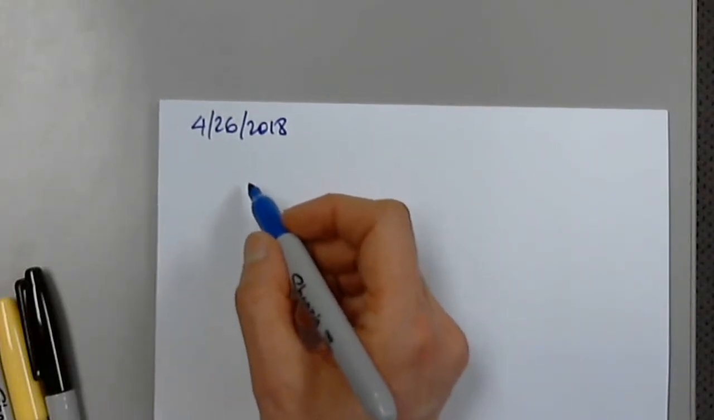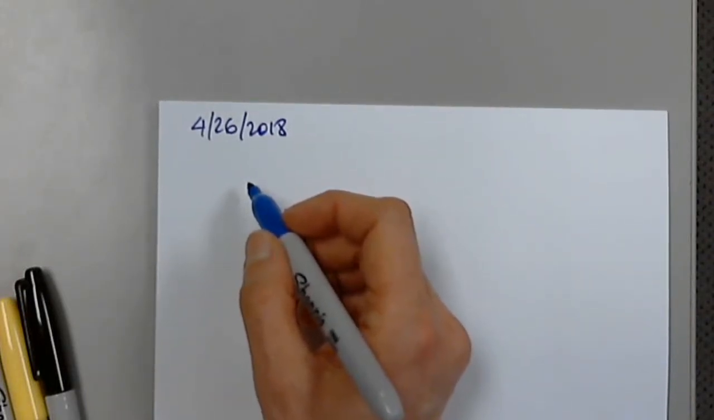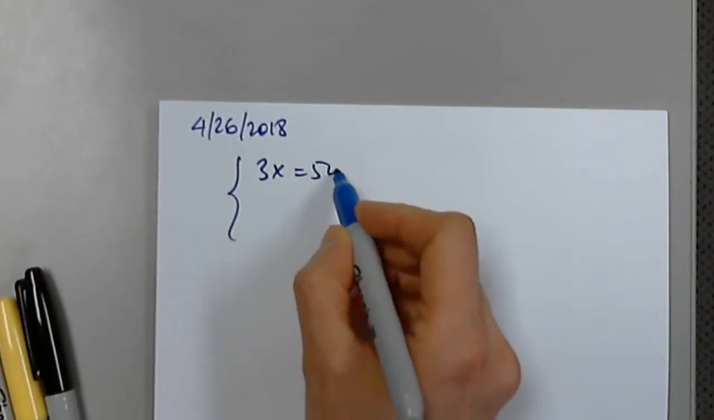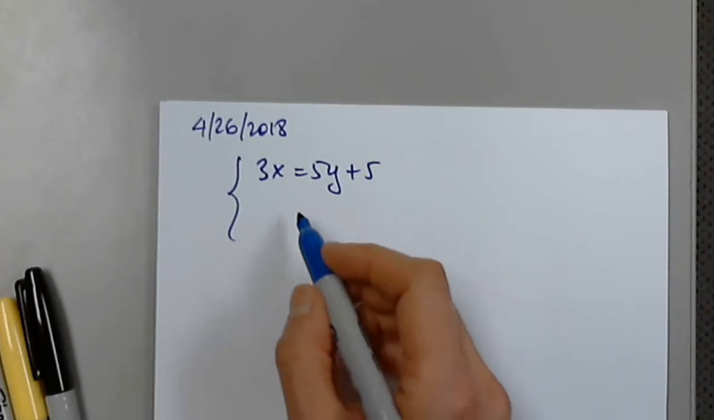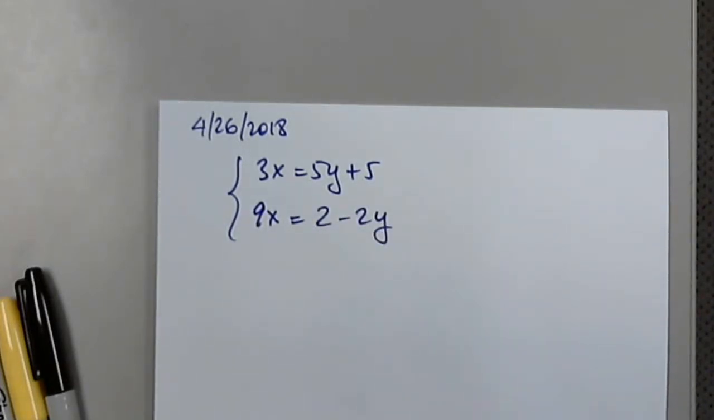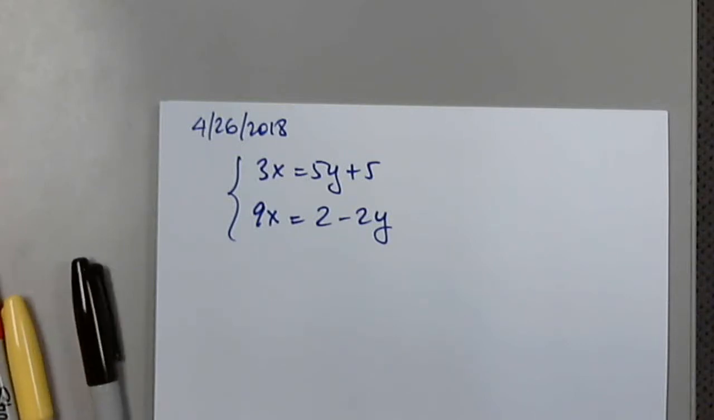Okay, so it's the substitution. Very good. 3x equals 5y plus 5, and 9x equals 2 minus 2y. And we are asked to use substitution. Are you sure? Well, yes, but it ends up being an odd substitution. Right. So you're sure that we have to use substitution. Okay, then. In that case, let's use substitution.